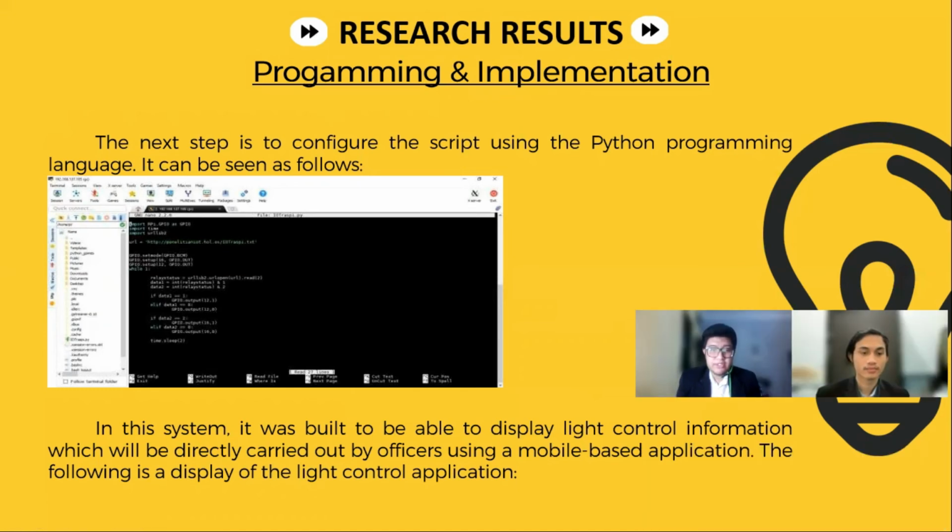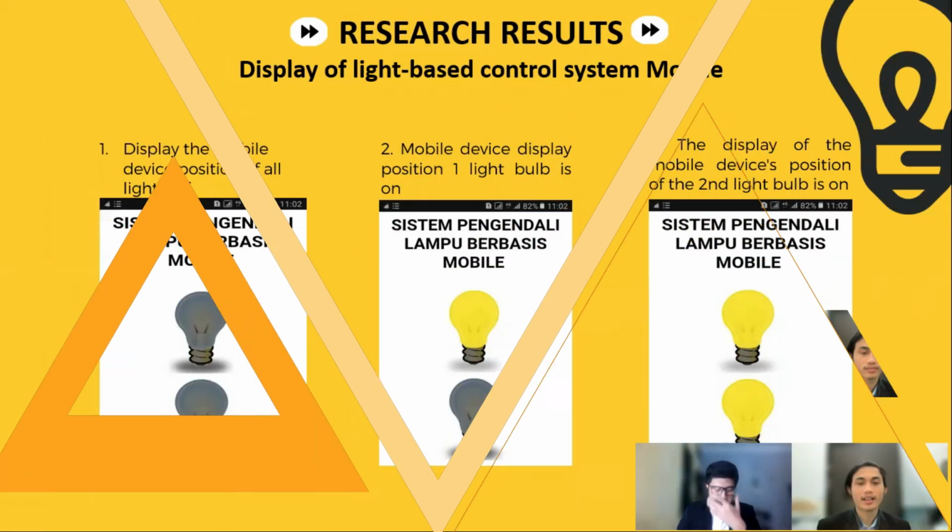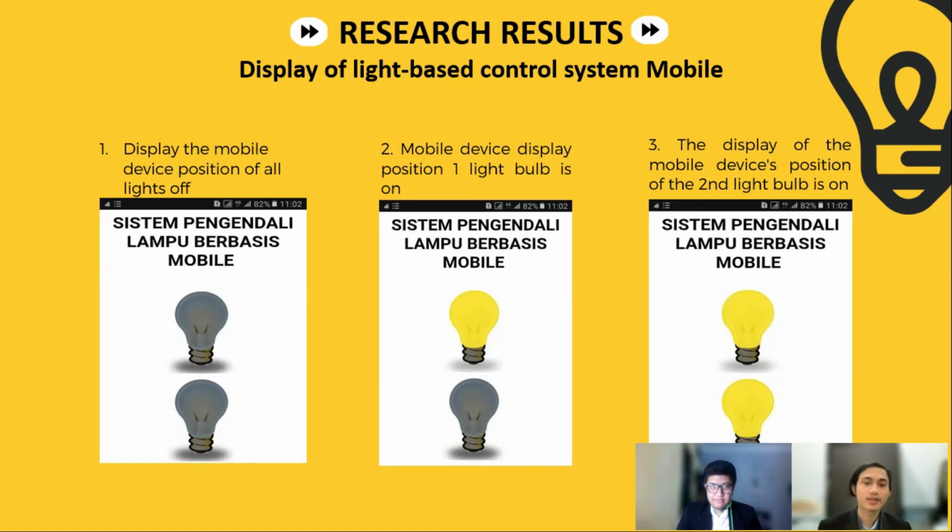This system was built to be able to display light control information, which will be directly carried out by officers using a mobile-based application. The following is a display of the light control application. Research result for display of the mobile light control system. First, the mobile device display with all lights off. Second, the mobile device display with 1 light bulb on. And third, the mobile device display with the second light bulb on.